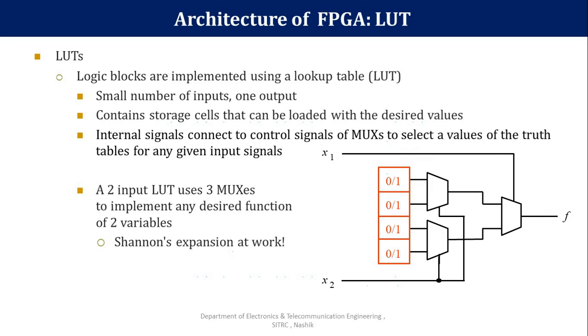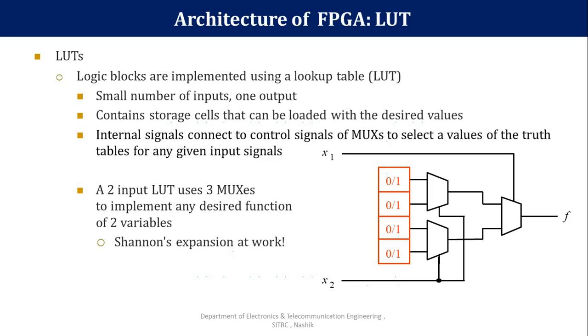The heart of the configurable logic block is the lookup table. It is the basic element which implements the FPGA logic. Means how the logic is implemented inside the FPGA is basically by using the lookup tables. Now these lookup tables have a small number of inputs and one output. What is in the lookup table? They have a small number of inputs and one output.